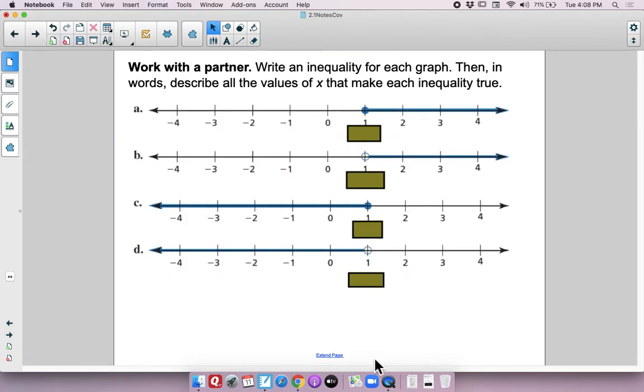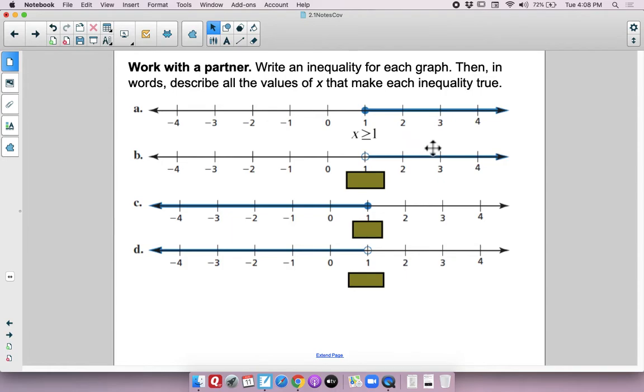Okay, go ahead. Again, you can work with the partner here, but basically what you're doing is you're going to write an inequality for each graph. So we're going the other way. And then in words, describe all the values of x that make each inequality true. You can just do that to yourself, or you can write it out if you want. Okay, try those.